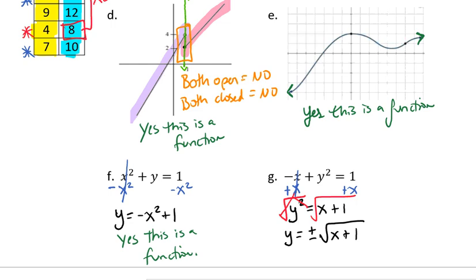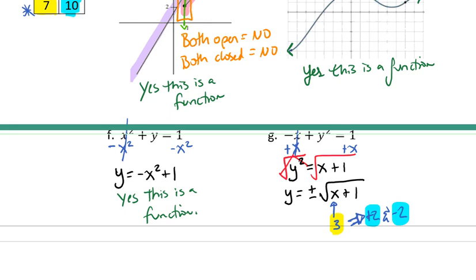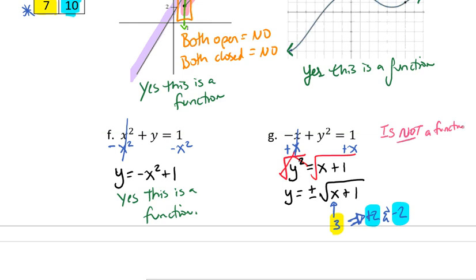So what that means exactly is that if I put in a 3 here, that's going to give me a positive 2 as an answer and a negative 2 as an answer, and that's not okay. We already talked about how every input can only have one output, and here it has 2. So this is not a function because the input has 2 outputs.